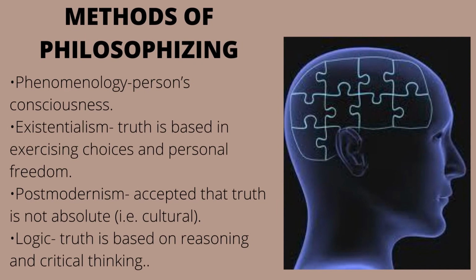First is phenomenology, which deals with a person's consciousness. Next is existentialism, where truth is based on exercising choices and personal freedom. The third one is postmodernism, which accepts that truth is not absolute. And lastly, we have logic, where truth is based on reasoning and critical thinking.